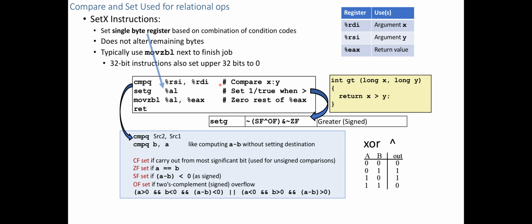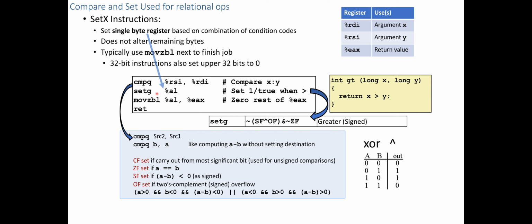If we want to know if X is greater than Y, we're going to use set G, and it's going to give us the right value here in AL. And set G is going to do this by looking at the condition codes after doing this compare. And I'll take you through this in detail in a moment. But for now, believe it that when we compare X to Y, this AL is going to be a 1 if X is greater than Y.